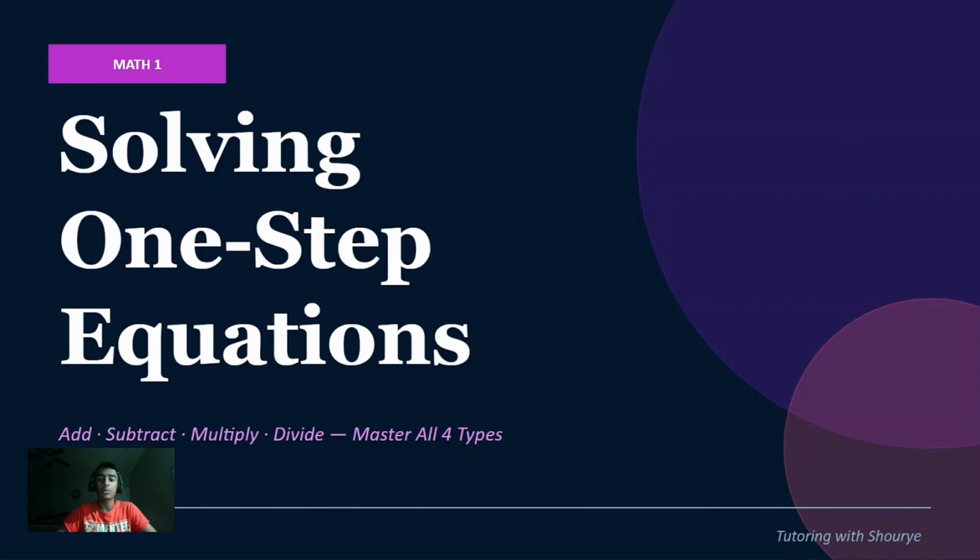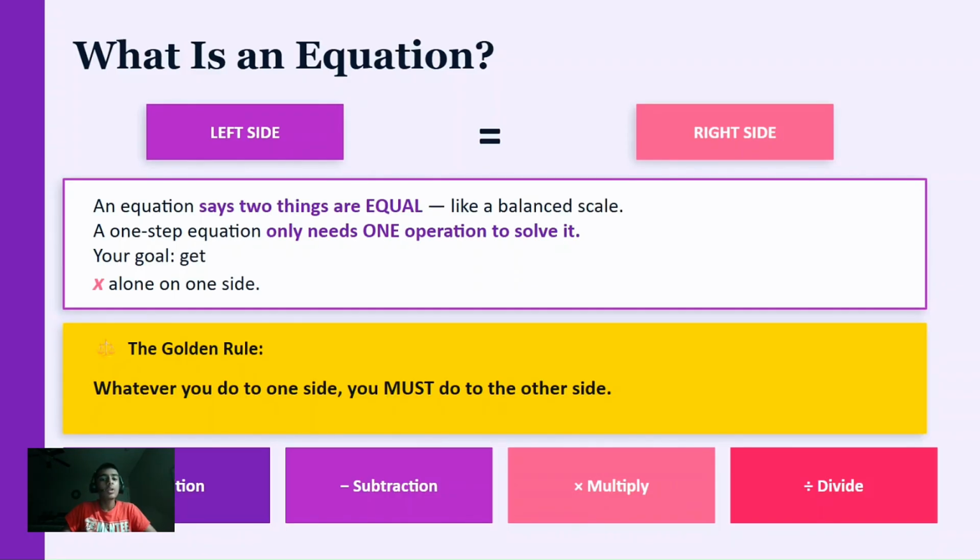And here's the golden rule, the most important thing in all of algebra. Whatever you do on one side of the equation, you must do to the other side. Keep it balanced, always. We're going to cover all four types today: addition, subtraction, multiplication, and division. Now let's get to it.